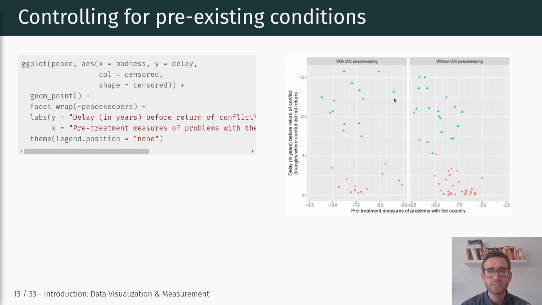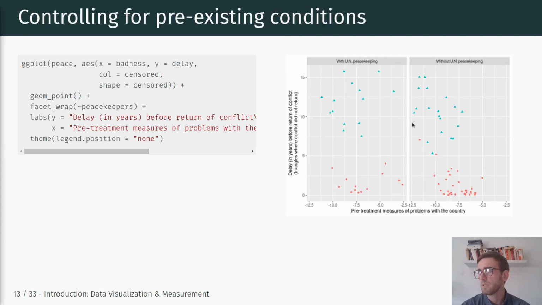So as a result, adjusting for this badness score in the analysis ultimately increases the estimated beneficial effects of peacekeeping, at least during the period of this study, okay? Because peacekeeping was actually performed in tougher conditions on average, and despite the fact that it was performed in tougher conditions, it reduced both the likelihood of onset of civil war and it increased the delay until civil war returned. Okay.